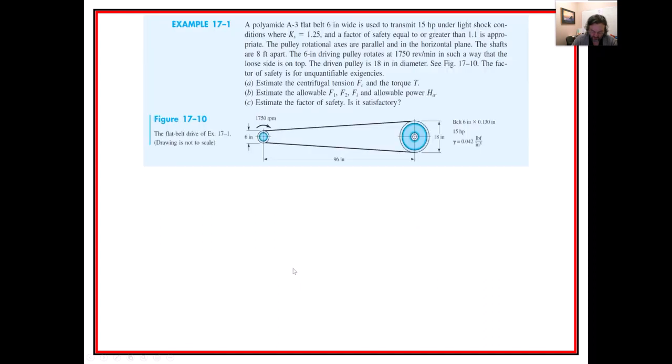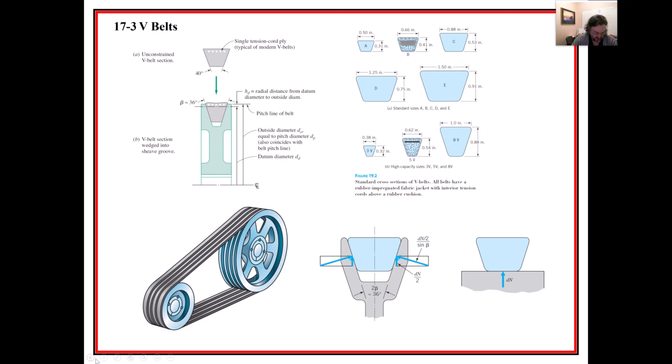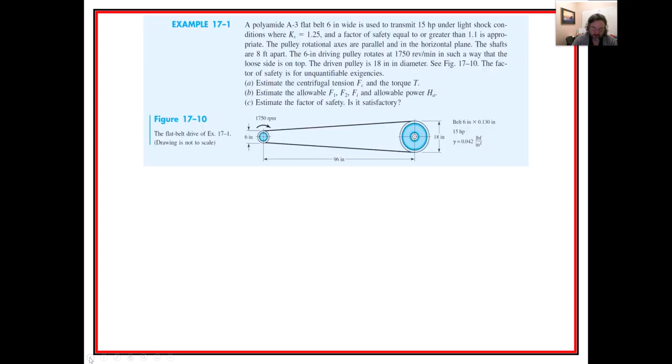Okay, so let me see. Here is the problem itself. So here's the example. A polyimide A3 flat belt, 6 inches wide, is used to transmit 15 horsepower under light shock conditions where Ks is 1.5 and a factor of safety equal to or greater than 1.1 is appropriate. Somehow we knew that. Someone gave that to us.